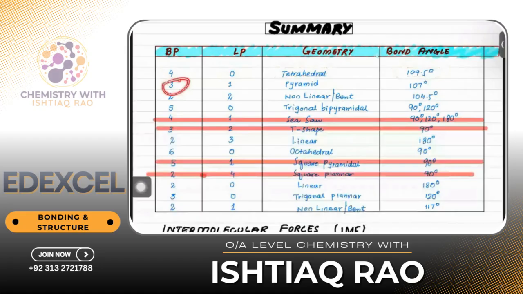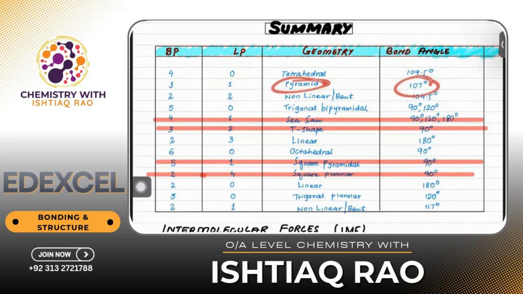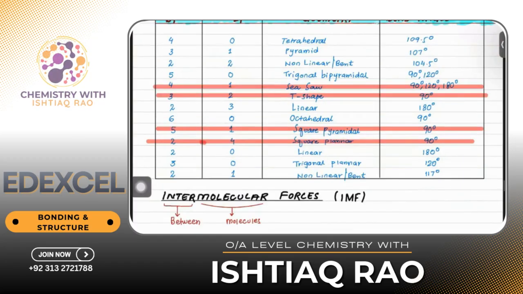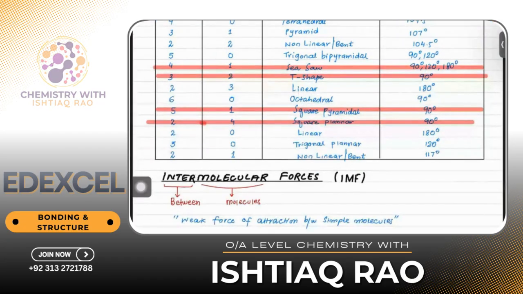And if you have three bond pairs and one lone pair, it's going to be pyramidal. Bond angle would be this. Hopefully you understood this. I would be uploading the notes on a Drive link, and I would be sharing the link. That's it. You just need to draw the dot and cross diagram, and then compare both the geometry and also the bond angles.